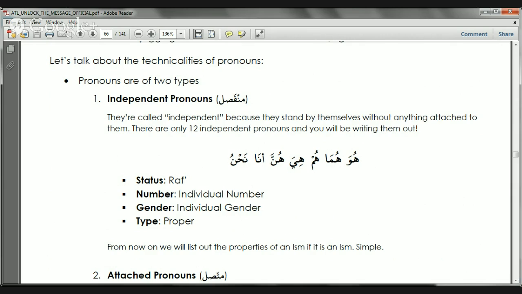And then attached pronouns, we're going to learn about that now, have something else. Now here's the thing. Status, as we said, what? Rafa. Number, we said, it's individual to it. It's specific. Gender is specific to it. Type, it's always proper, right? It refers to it. Independent pronoun, same thing. 1, 2, 3, 4. Status, number, gender, type. Let's look at that now.